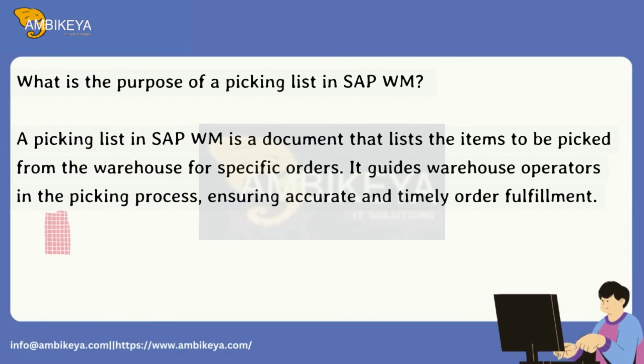What is the purpose of a picking list in SAP WM? A picking list in SAP WM is a document that lists the items to be picked from the warehouse for specific orders. It guides warehouse operators in the picking process, ensuring accurate and timely order fulfillment.